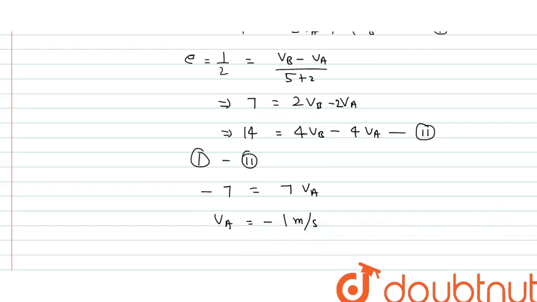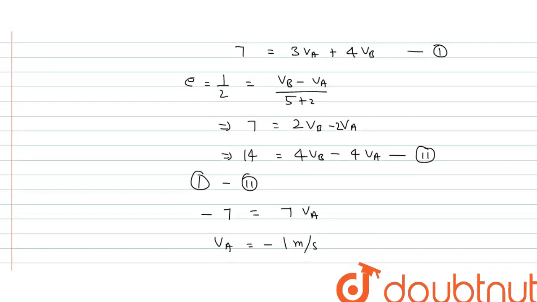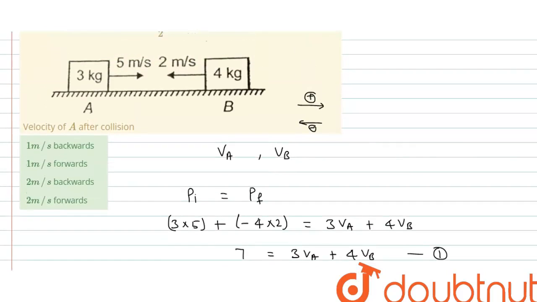This minus sign indicates leftward, because we are taking the right direction as positive, because here you can see 3 into 5 is along the right side and we have taken it positive. So we have considered right direction positive and left direction negative. So here VA is minus 1 meter per second, that means A is moving with a speed of 1 meter per second towards backward, that is, leftward. So 1 meter per second backward. I hope you have understood the explanation.